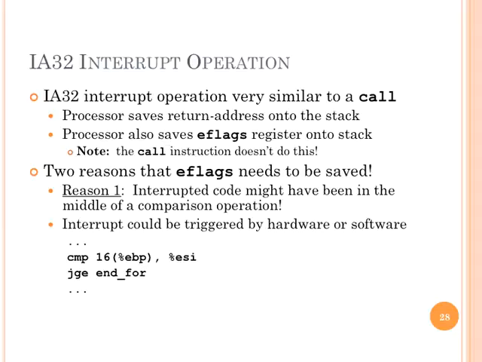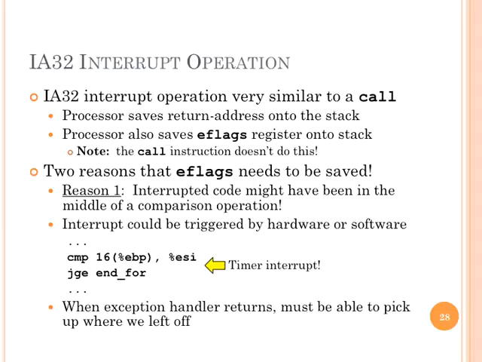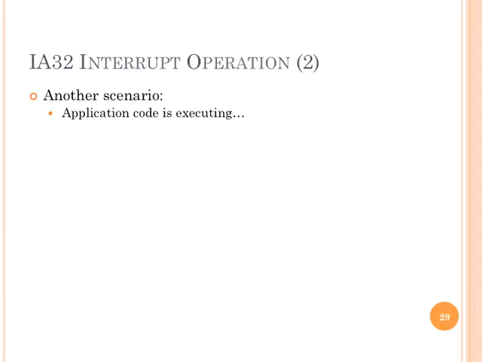So let's say that we had this code. I want to compare something to ESI and jump to the end of some loop. Well, if I have an interrupt that occurs in between those two things, I need to make sure I have the previous version of the flags register so that the code can pick up immediately after it returns back to this location. Okay, so that's the first reason. That's a very obvious reason. Now the second one is a little bit more subtle.